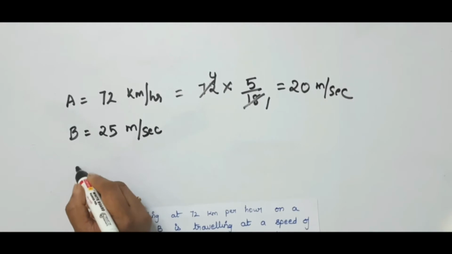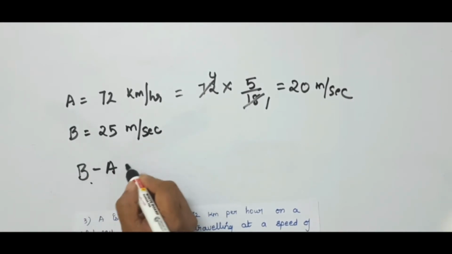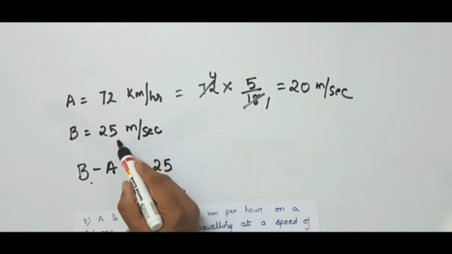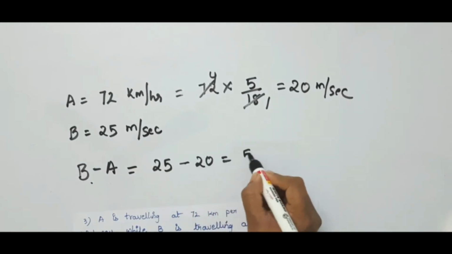Difference in speeds. Is it not? Difference is nothing but B minus A. Speed of B minus speed of A. First one is 25. Speed of B is given as 25 meter per second minus 20 meter per second. This is equal to 5 meter per second.